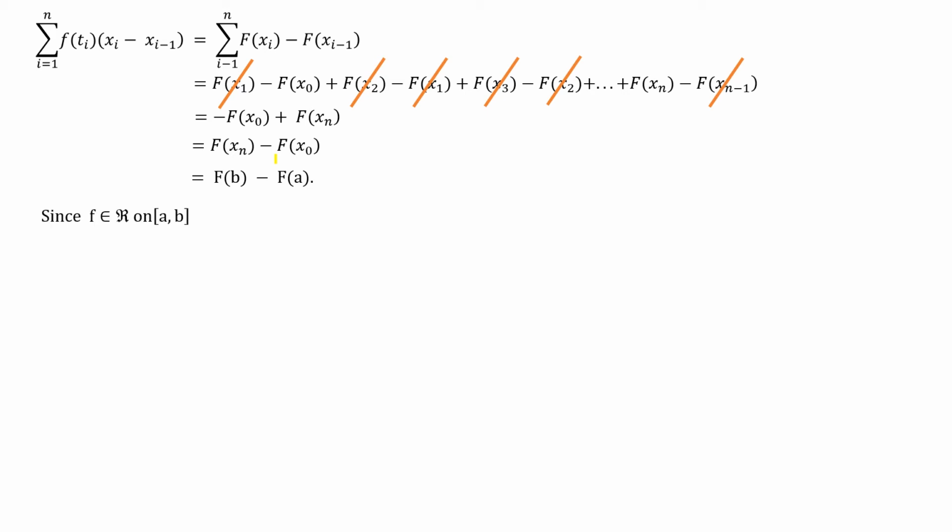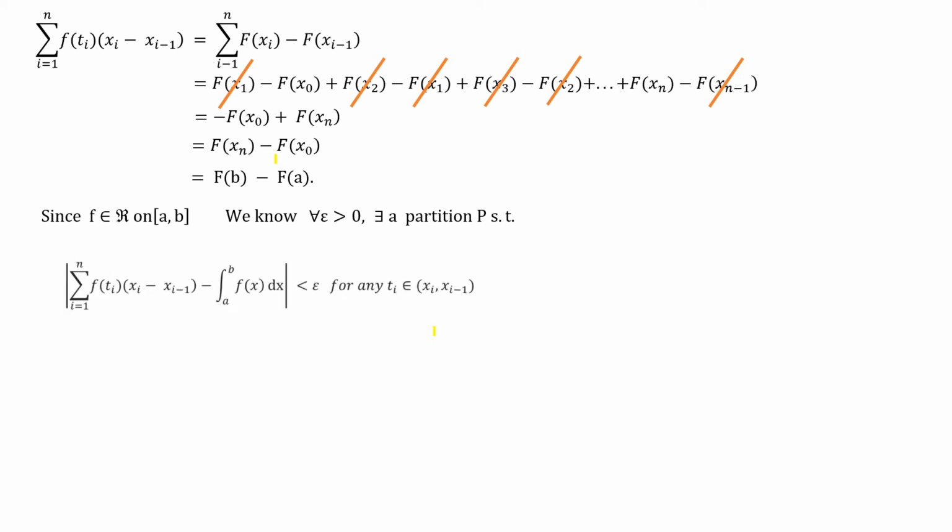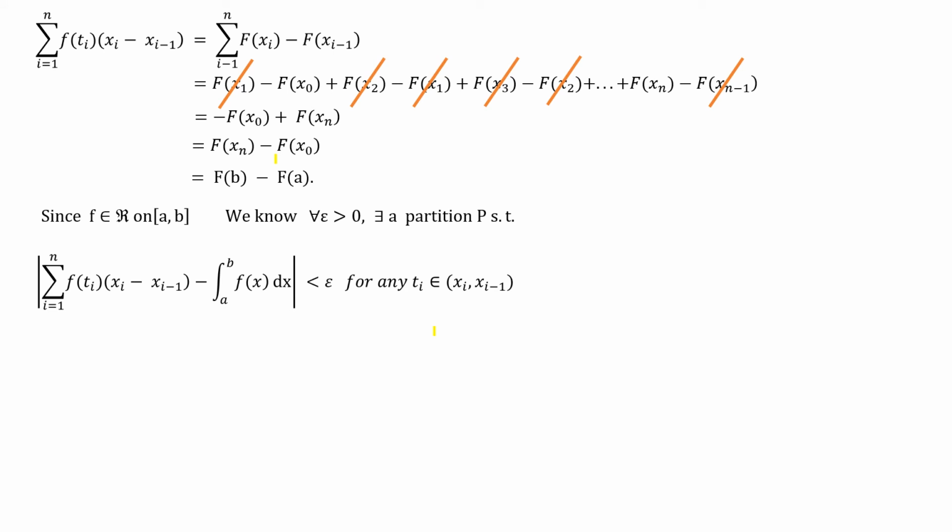Now, since we know that f is integrable on that interval, we do know that for all epsilon greater than 0, there exists a partition P such that this is true right here: the absolute value of the sum of these terms is less than epsilon for any t sub i in the interval from x sub i minus 1 to x sub i. And this is coming strictly from homework number 5, problem number 4C. We proved this back then.